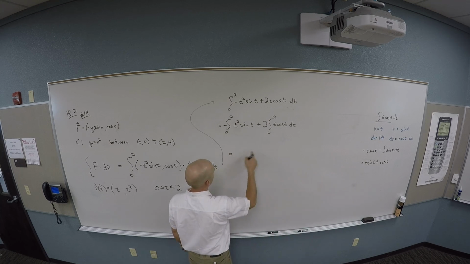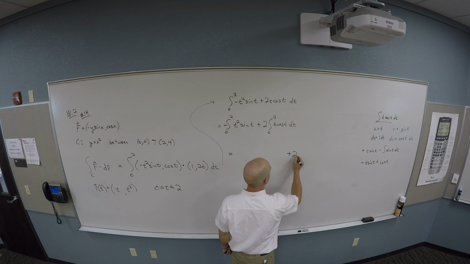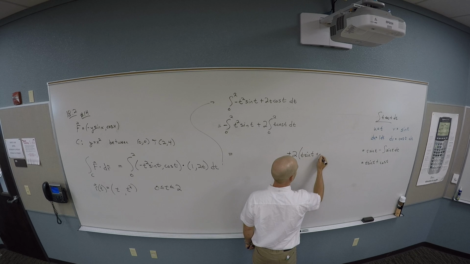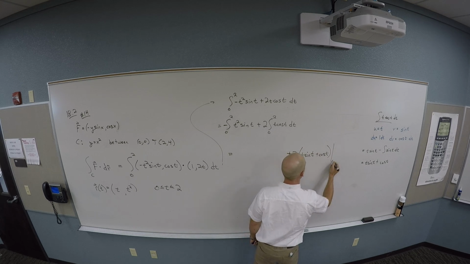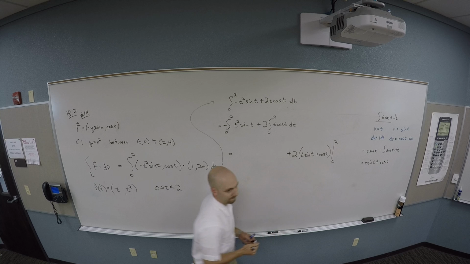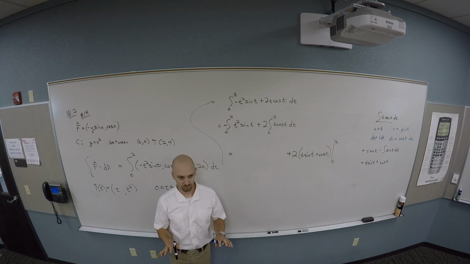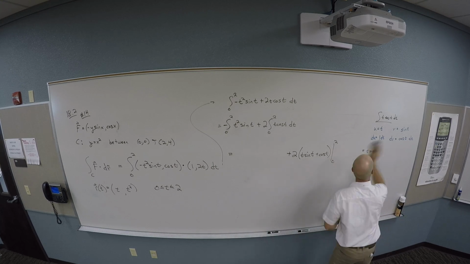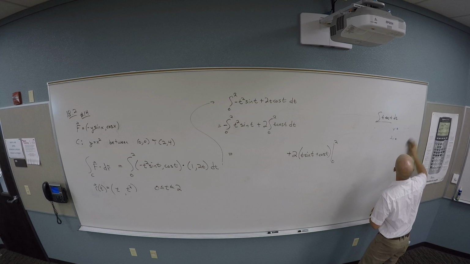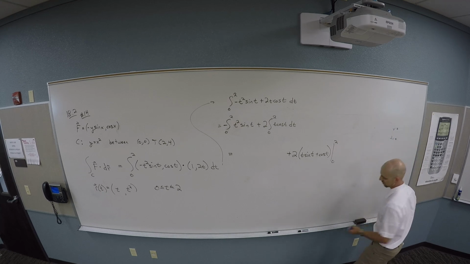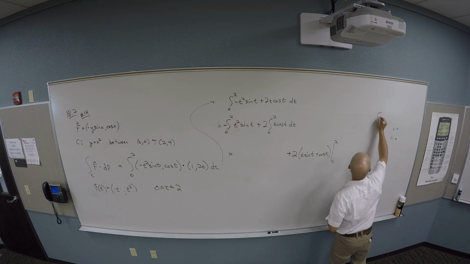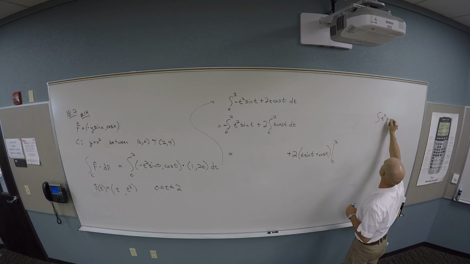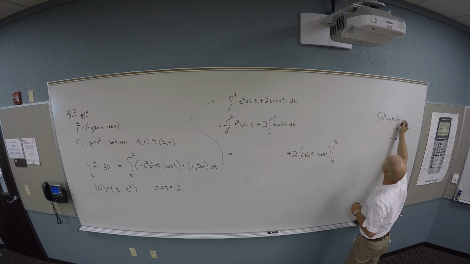So at my next stage, I don't know what this thing's gonna be yet, but I've got plus 2 times t sine t plus cos t evaluated from 0 to 2. Okay. Cool? Alright, see if we can lay our hands on the other one. So next thing's next. I want to do the integral of t squared sine t dt.